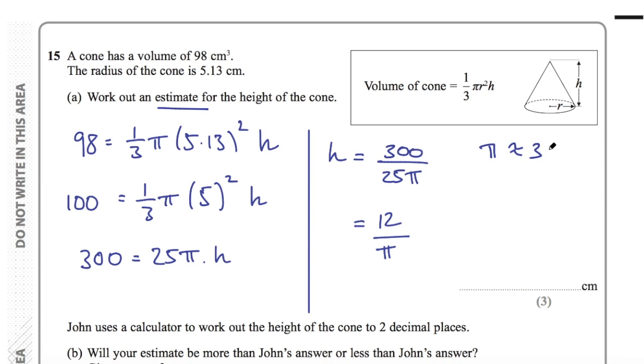If we say it's 3.14, we're really not saving ourselves any work, because then we'd have to divide 12 by 3.14, and there's just no point in estimating all of this if we're going to end up doing that. So we say pi is approximately 3, therefore h approximately equals 4 centimeters.